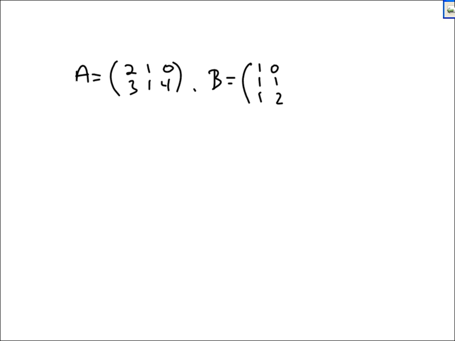On to matrix multiplication. You have two matrices, and you want to multiply them. If A is equal to the matrix with rows (2, 1, 0) and (3, 1, 4), and B is equal to the matrix with rows (1, 1, 1), (0, 1, 2), and (1, 1, 1).